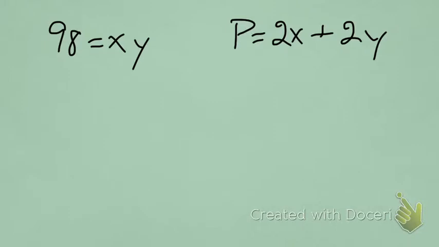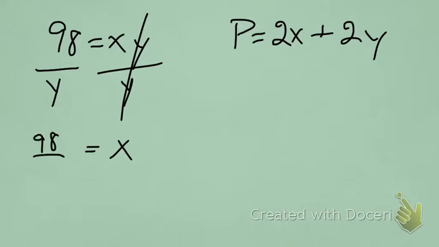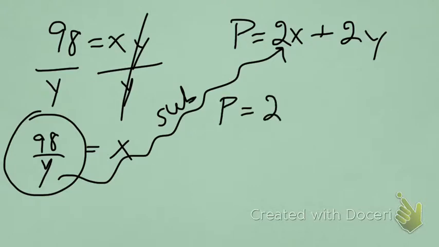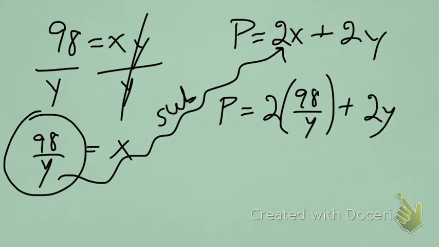Anyway, let's go ahead and solve for x. If I want to solve for x, I'm going to get y out of there with division. I've got x is 98 divided by y. What I'm going to do with that is I will substitute that into the other equation. When I do, what I have is 2 times 98 divided by y plus 2y. Let's clean that up a little bit. That perimeter would be double 98 over 1 times y. So that's 196 divided by y.